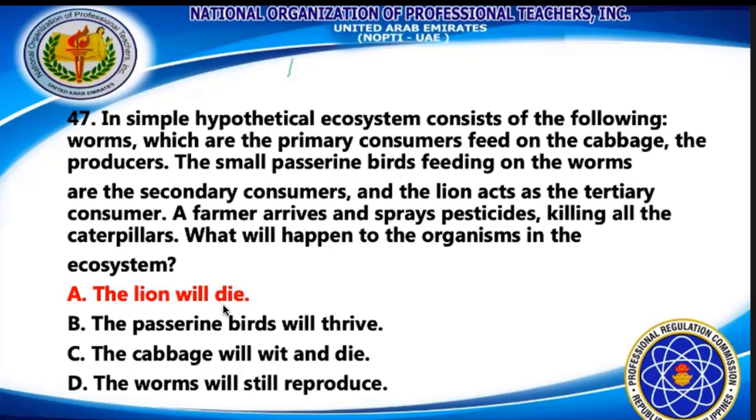So definitely, mamamatay si lion kasi wala siyang makakain na bird. Tama? Kasi wala ng bird kasi wala naman ng worm. Kasi pinatay ni farmer ang mga worms by means of spraying pesticide. Okay? So in that hypothetical situation, it shows that the passerine birds feed on the worm. So when the worm dies, the bird dies also. And so, eventually, the lion will die because the lion feeds on the passerine birds. Okay?